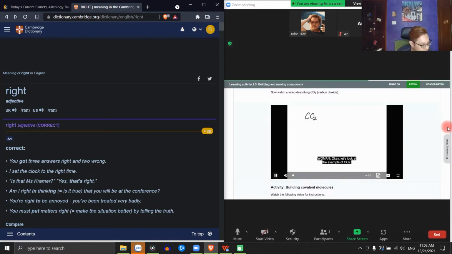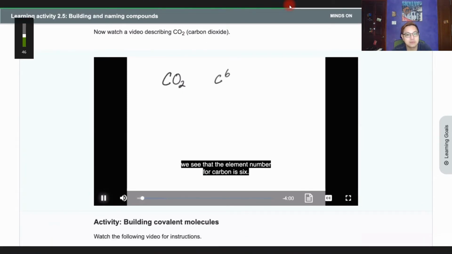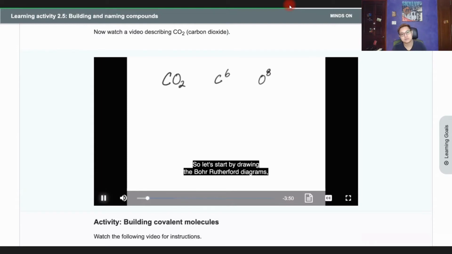Okay, let's look at the example of CO2, or carbon dioxide, and covalent bonds. On the periodic table, we see that the element number for carbon is 6, so we know that there are 6 electrons. For oxygen, the element number is 8. So let's start by drawing the Bohr-Rutherford diagrams, the full diagrams of all the electrons for these two. For carbon, I have 2 electrons in the inner shell, and then I still have to go all the way up to 6: 2, 3, 4, 5, 6.